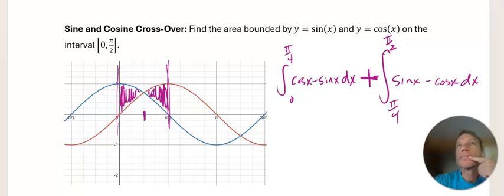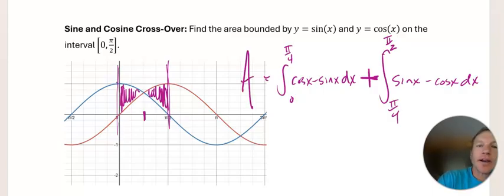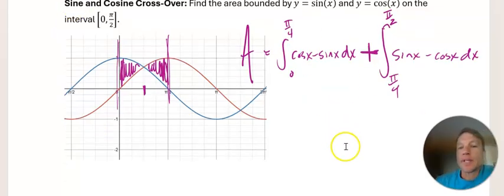If I wanted to do that, I'd have to use the concept of even and odd functions, but I don't know if I want to do that, and I don't know if I want to make assumptions, so I'm going to do it this way. Okay, so I might say area equals that. Okay, so let's finish this one off.